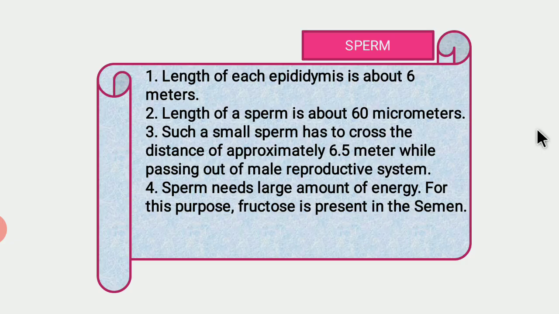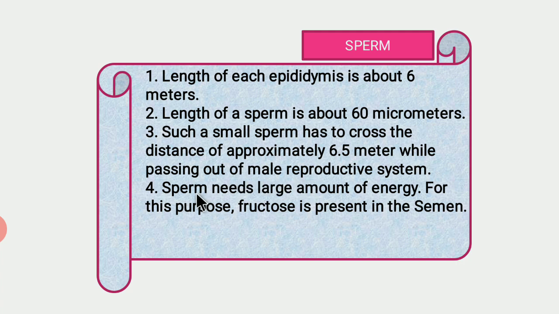Okay. There are a few facts with respect to the sperm. The length of the epididymis is about 6 meters. In contrast, the length of the sperm is about 60 micrometers. So this sperm has to travel such a long distance. Such a small sperm has to cross a distance of approximately 6.5 meters while passing out of the male reproductive system.